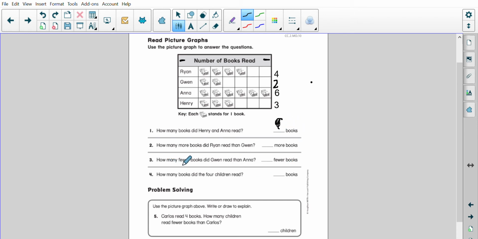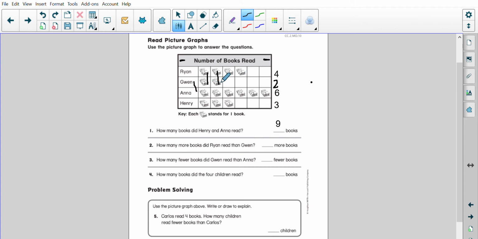How many more? Mr. Daniel's favorite question. How many more books did Ryan read than Gwen? So here's Ryan, 1, 2, 3, 4, and here's Gwen. So when we're trying to figure out how many more Ryan read, we're looking at these are equal. These two are equal. These two are equal. This would be 1 more. This would be 2 more.